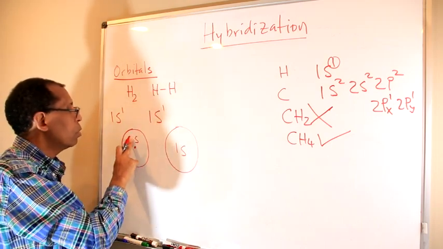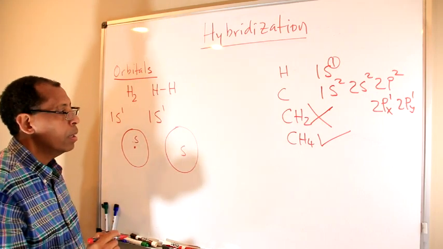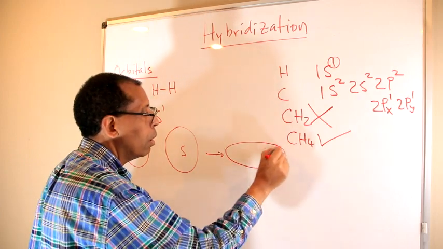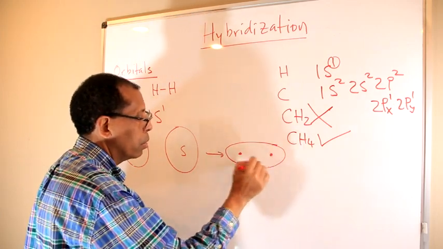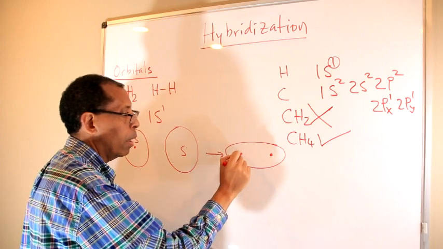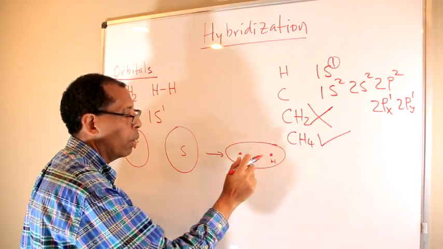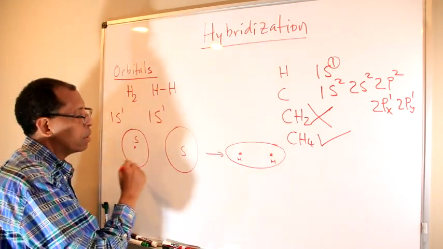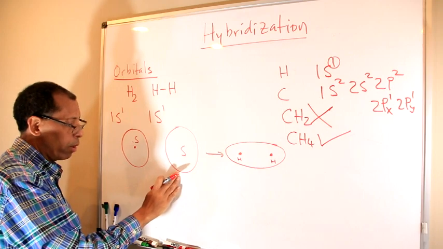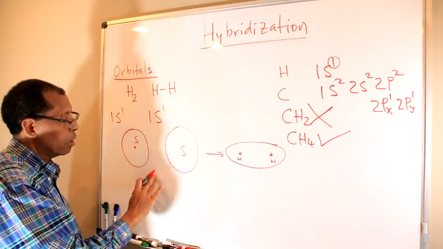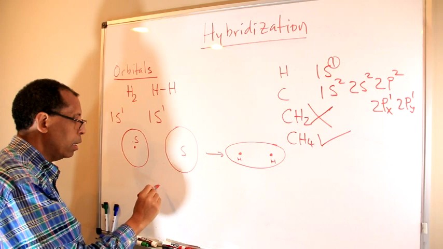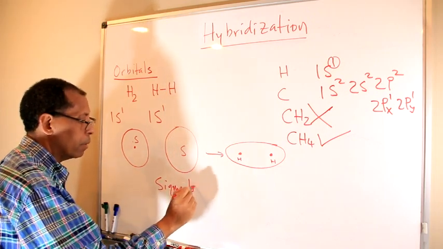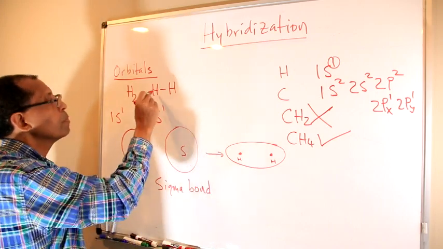So there are 2 s orbitals. When they combine, they become a cylindrical shape with the nuclei like this. And this is the original one of the hydrogens. So the bond that is made from s-s overlap is called a sigma bond. A sigma bond is a single bond.